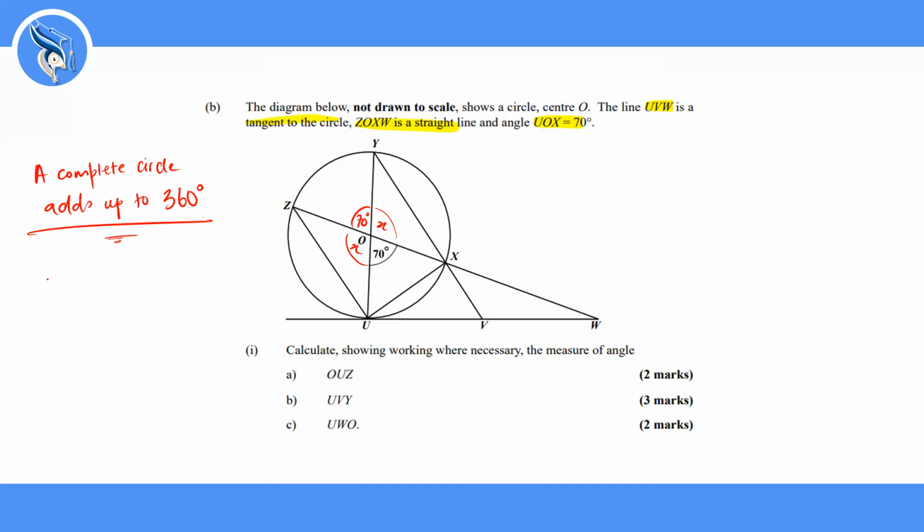So 70 plus 70 plus X plus X will add up to 360 degrees because that would be a complete turn. Turn through this angle, turn through this, turn through this, turn through this, and eventually turn again to get back to the same point we started out at. So it's a complete circle, right? One complete circular motion. 70 plus 70 is 140. And X plus X is 2X. So now we have this to work with. 140 plus 2X is equal to 360.